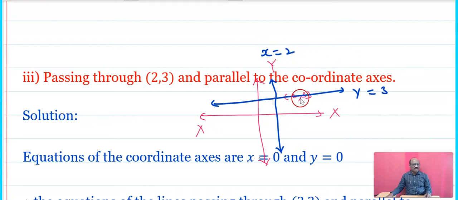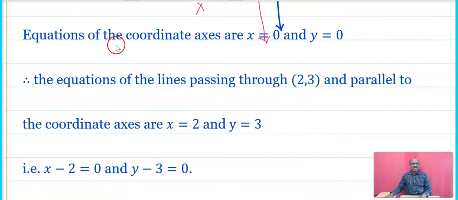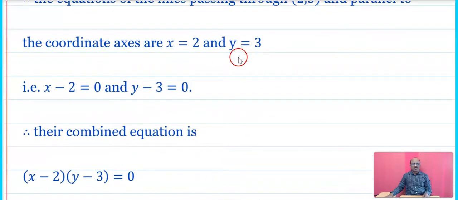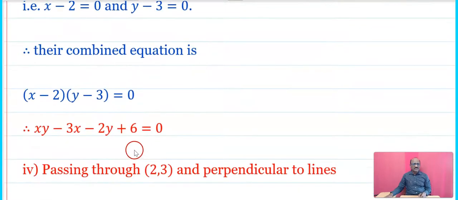And now their joint equation. Equations of the coordinate axes are x equals 0 and y equals 0. Equations of the lines passing through (2, 3) and parallel to the coordinate axes are x equals 2 and y equals 3. That is, x minus 2 equals 0 and y minus 3 equals 0. And their combined equation is (x minus 2)(y minus 3) equals 0.